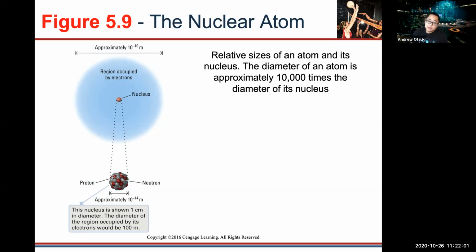So the diameter of the atom is approximately 10,000 times the diameter of the nucleus. The nucleus is very, very small. It's about 10 to the negative 14 meters, whereas the atom is about 100 picometers. All right, so very, very small.